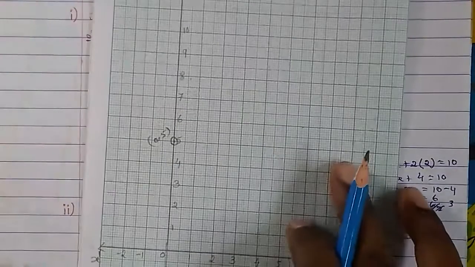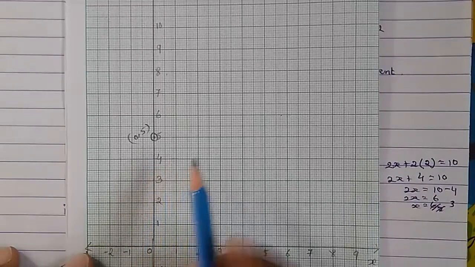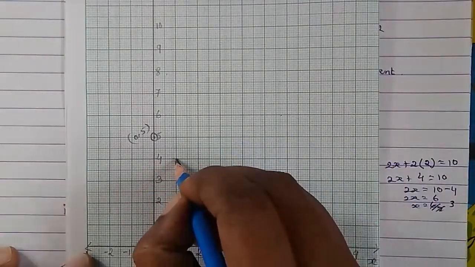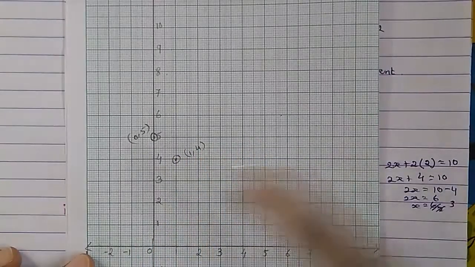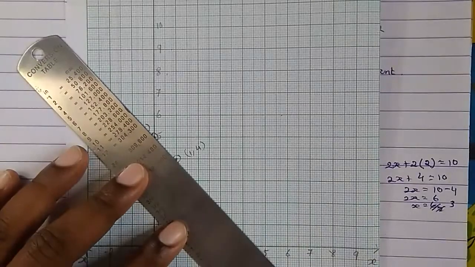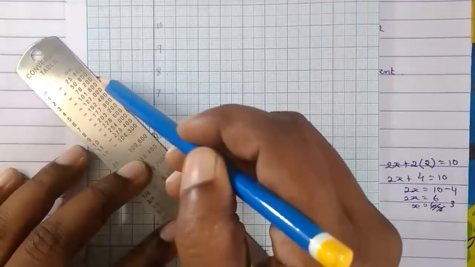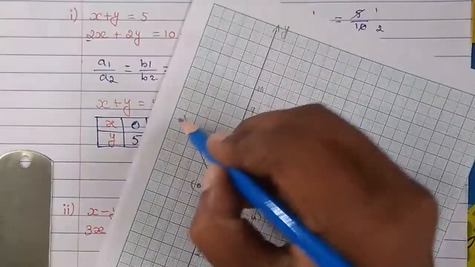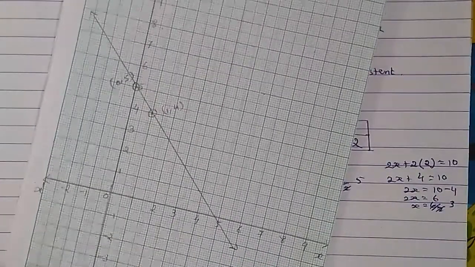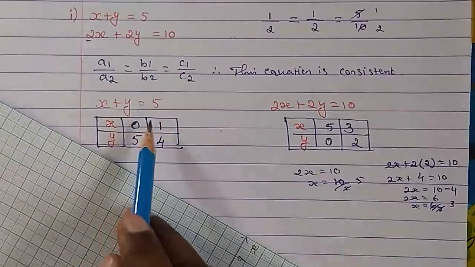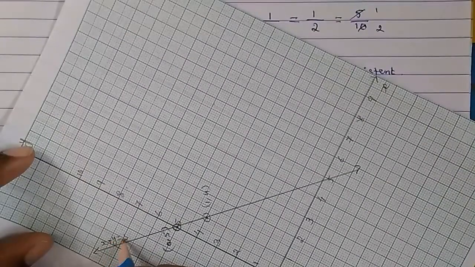Next 1, 4. So 1 for x is here and for y 4 is here. So this will come this direction. 1 will come this direction, so both will meet at this point. So 1, 4. So let's draw the line of this. Okay, so now this is our equation, that is x plus y equal to 5.